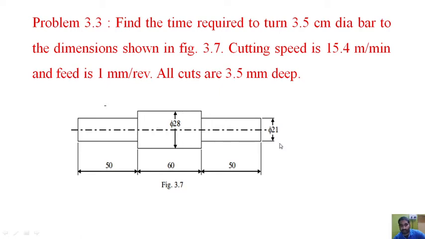So you can give the initial cut along the length here, because initially it has to come to 28. Again you have to reduce it to 21. So for the whole length, in the first operation you have to reduce the workpiece from 35 to 28 for a length of 160 mm. In the next step, you need not work on this middle portion, because it has got its dimension of 28 mm. So you have to work on these two lengths, that is 100 mm.